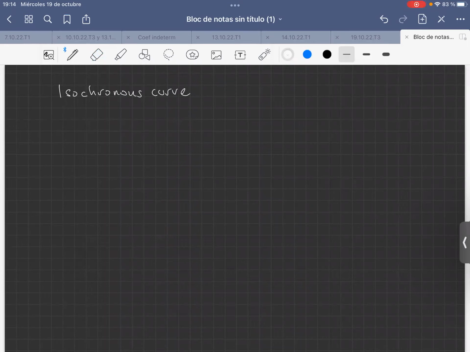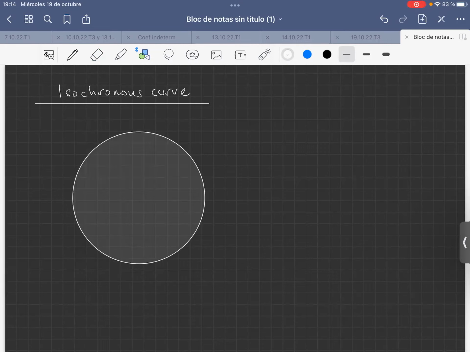An isochronous curve is a kind of curve where you let an object fall from different heights, and if the object is falling through this kind of curve, any object from different heights will reach the lowest point of the curve at the same time. So let me show you this in a vertical circle.